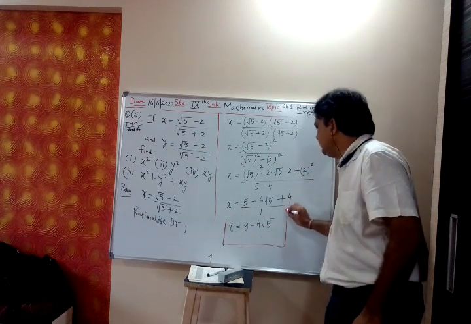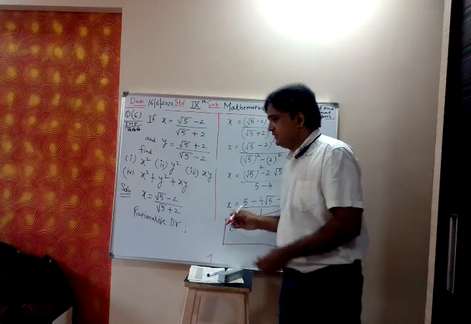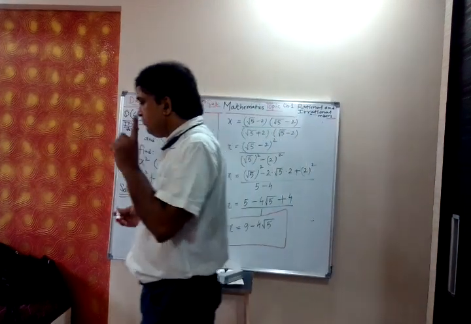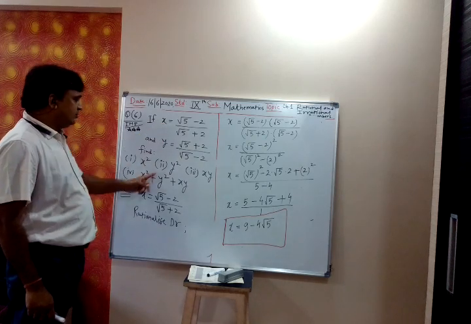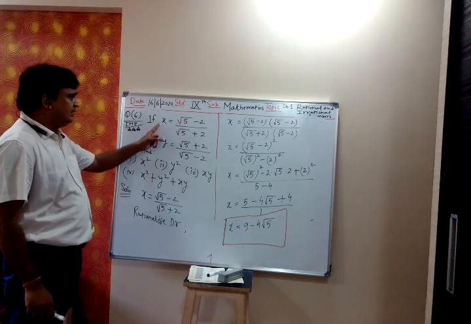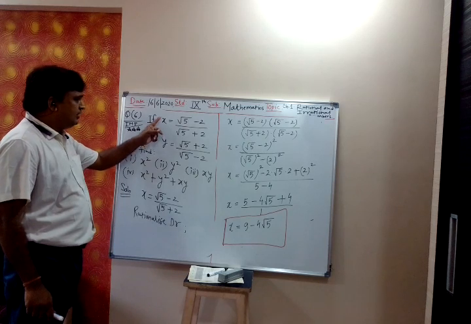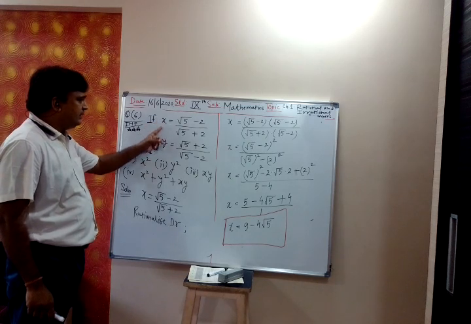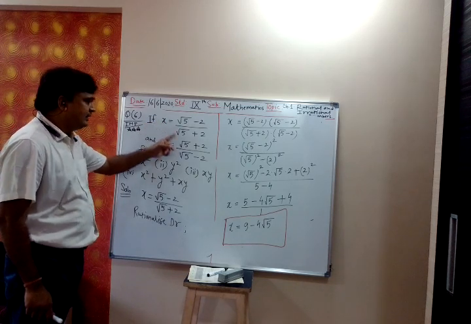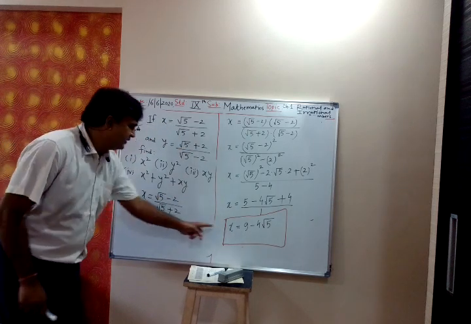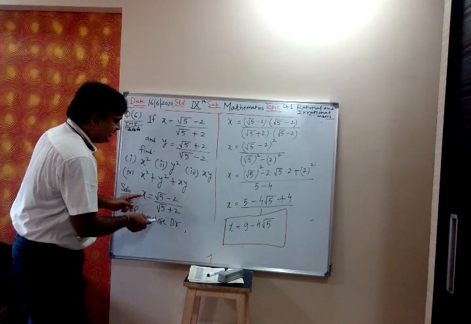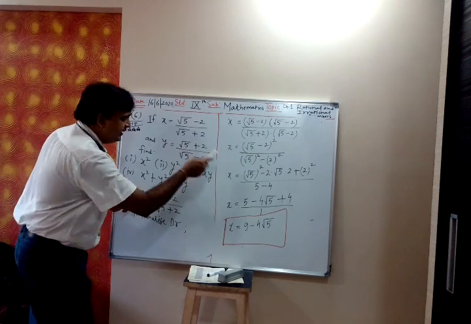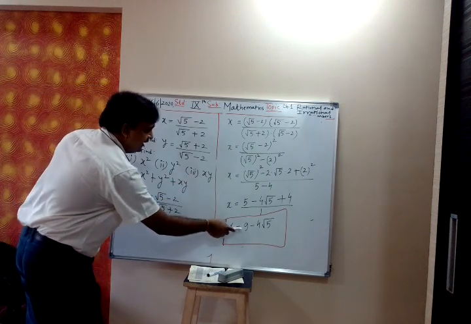We have rationalized the denominator and simplified x. Is it clear? In these type of problems, don't directly start with x square. Don't directly square. Rationalize the denominator of each one of them, x and y, simplify and get the simplified value of x. X was given this way, but after rationalizing the denominator, we have simplified x.